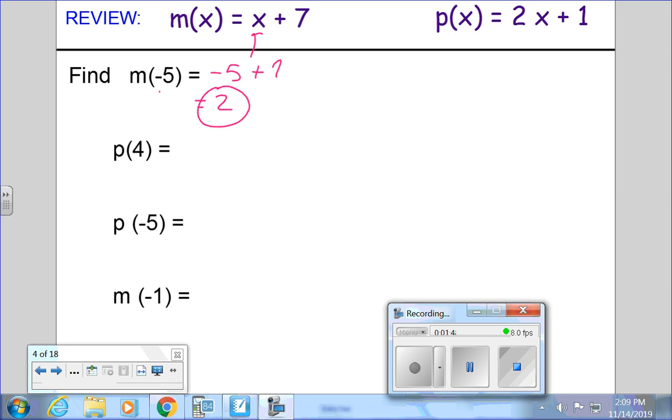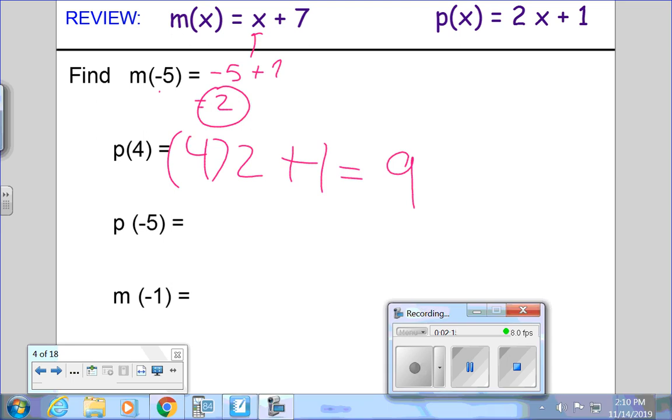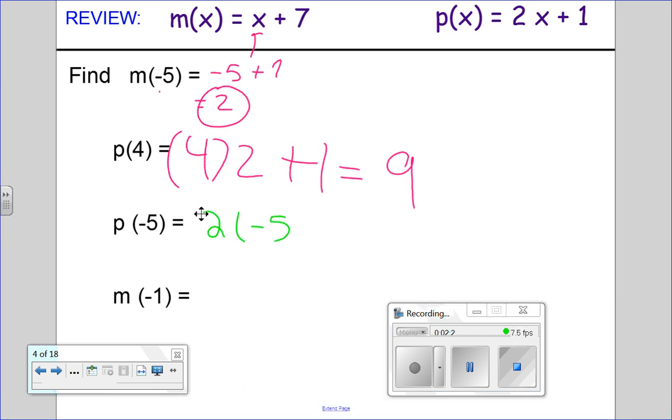So you plug in 4 for x in the p problem, and then you get 4 times 2, and then you add it, and you get 9. All right. So you plug in -5 for x, which is 2 times -5 plus 1, which is -10 plus 1, which is -9.